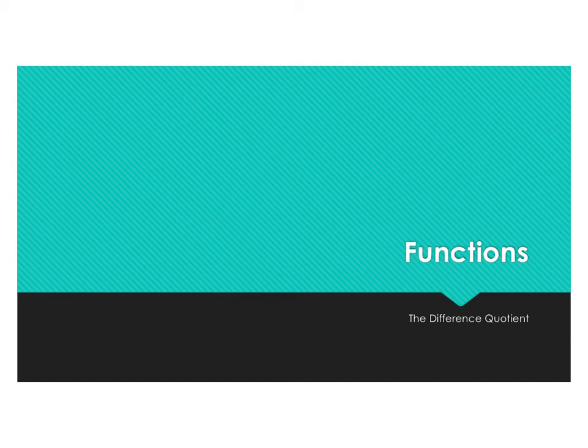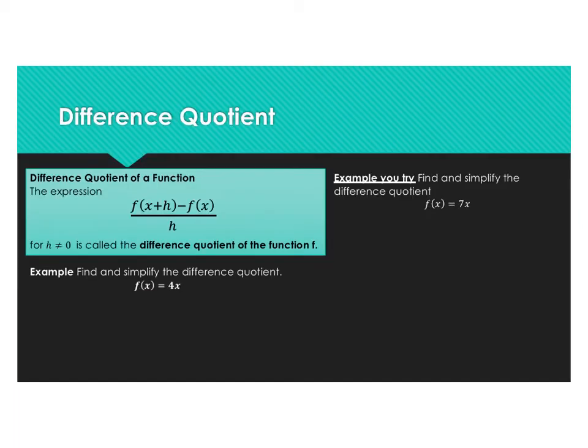Today we will be looking at the difference quotient. So notice the expression: f of x plus h minus f of x, all divided by h, when h is not equal to 0, is called the difference quotient for that specific function. And for those of you that choose to take calculus in the future, we use the difference quotient in the derivative process. Okay, so let's look at the first example.